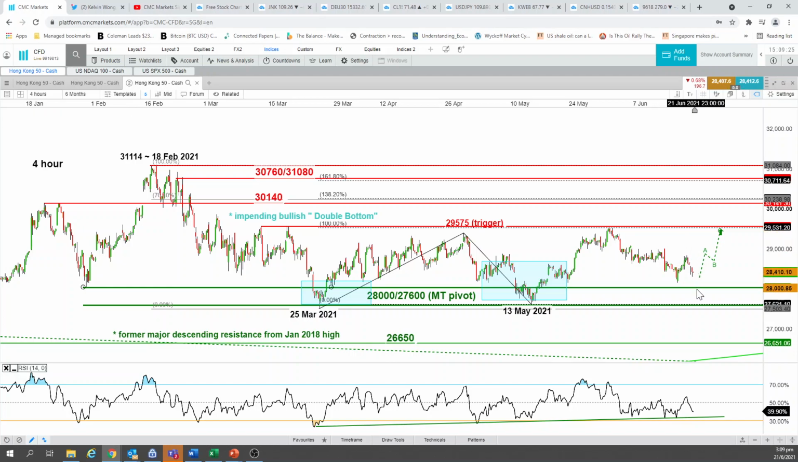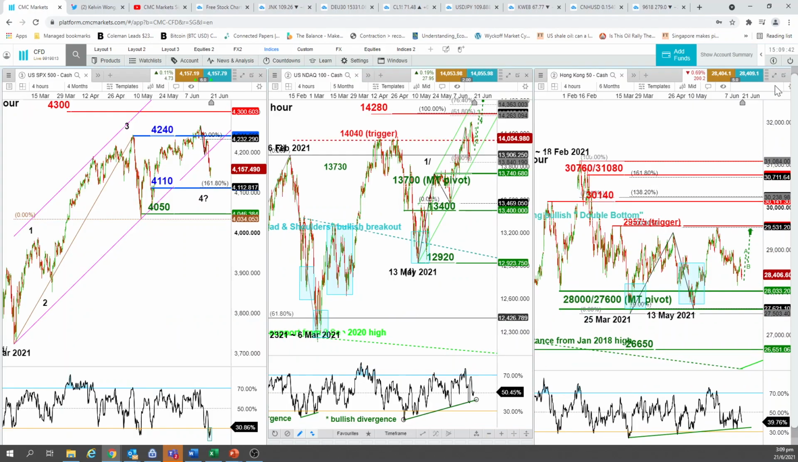So now it's at the bottom of the base, which is support. So right now, potentially we could see a push up to the top of the base, which is the range top or the upside trigger level at 29,575, as long as this 28,000 slash 27,600 key medium term pivotal support holds for that. All right. So now going on to Japan.